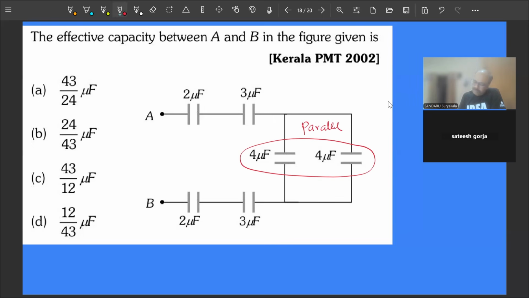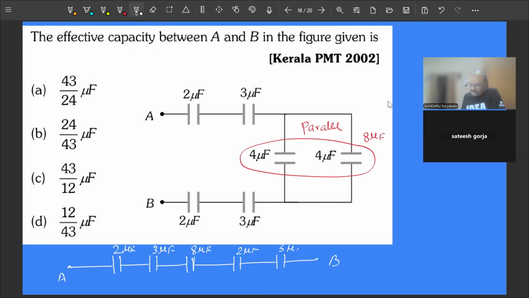Parallel means 4 plus 4, it becomes 8 microfarad. Now the equivalent diagram, if you want, I will write here. One side is A. This is 2 microfarad, this is 3 microfarad. And now this becomes 4 plus 4, it becomes 8 microfarad. And this is 2 microfarad. And this is 3 microfarad. Another end is B.